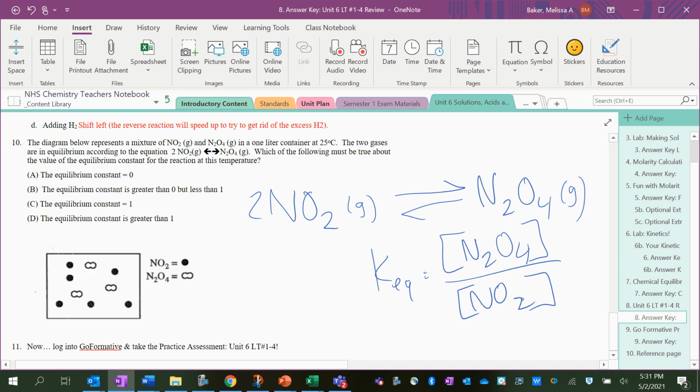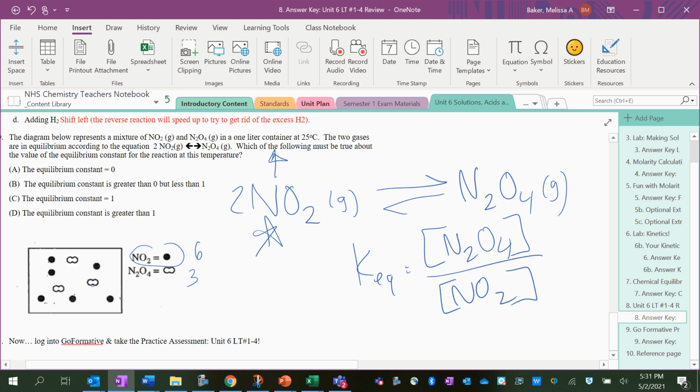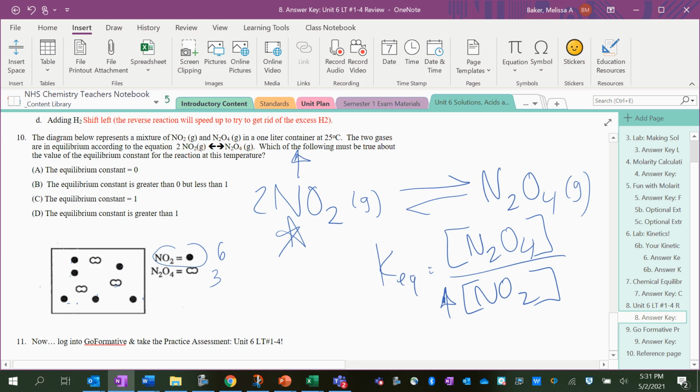So let's see what's going on here. There are more NO2s. Look, 1, 2, 3, 4, 5, 6. Then there are 1, 2, 3. Okay, so that's favoring this side. There's more of this. So what would that mean for the equilibrium constant if the bottom number is larger? That would mean a small number, between 0 and 1. So it's greater than 0 but less than 1. So it would be choice B.